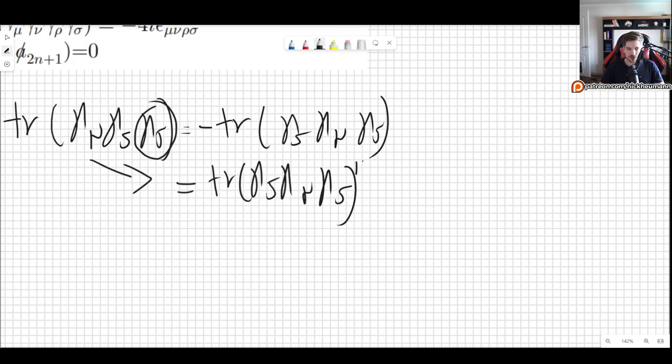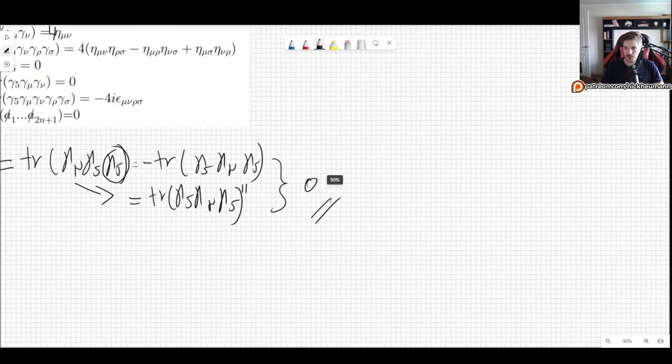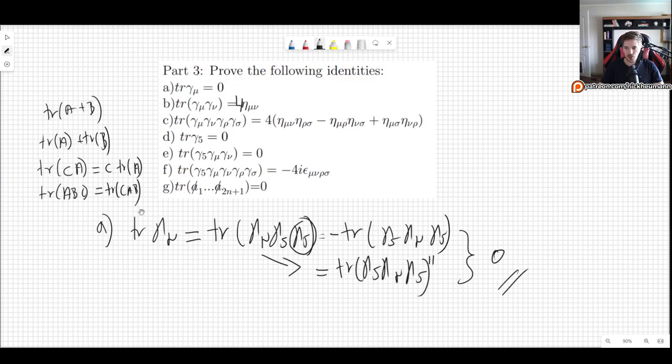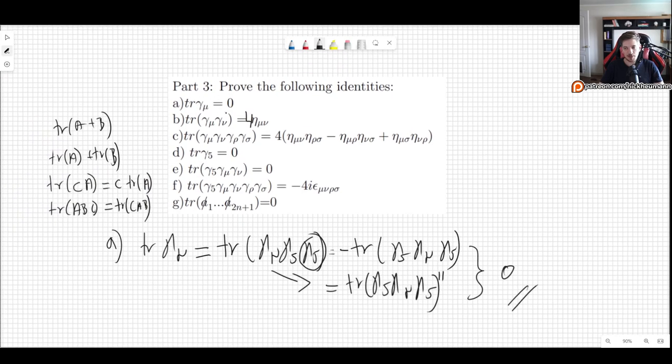These two expressions are completely equivalent. So we have a number that has to be equal to minus itself. And there's only one number that satisfies that. That is zero. So this is how you prove that the trace of any of the four gamma mu matrices is indeed zero.